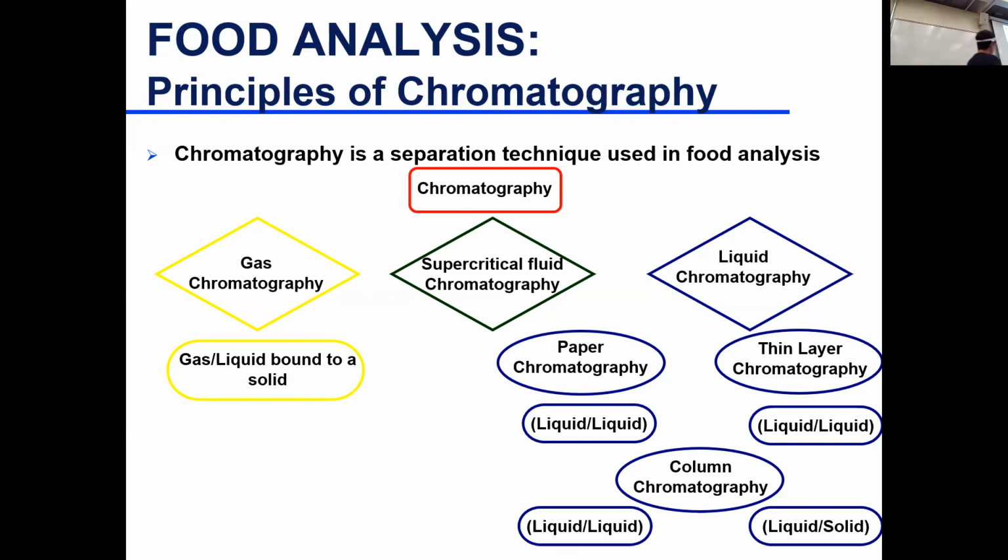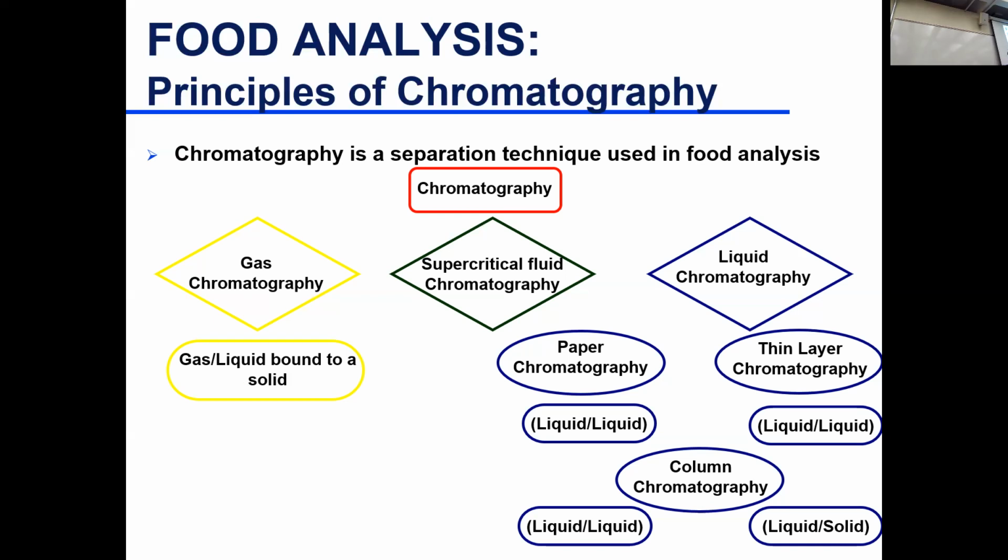Then you have the different mobile phases. So gas chromatography used to be called gas liquid chromatography. Why? When it's called gas liquid chromatography, the first word, gas, is for your mobile phase. So in gas chromatography, your mobile phase is a gas. In liquid chromatography, your mobile phase is a liquid, almost always. Always you have a liquid going through when it says liquid chromatography.